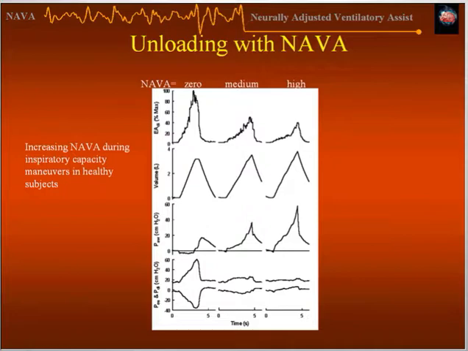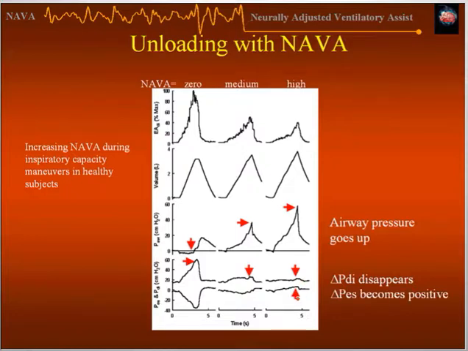Now, here comes the Kubrick part of the presentation. Here we have a healthy subject breathing into TLC maneuvers several times with increasing NAVA assist. You can see the assist level increasing as we increase the NAVA gain. We go from 0 to high gain. So the pressure goes up. You can see the transdiaphragmatic pressure going down, and at some point it's eliminated.